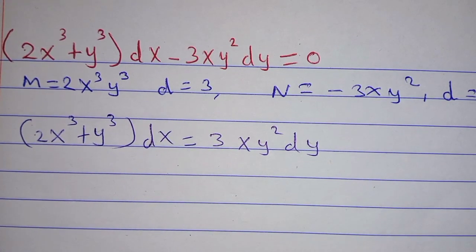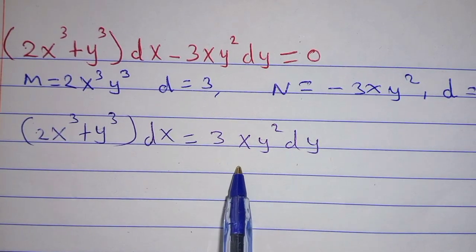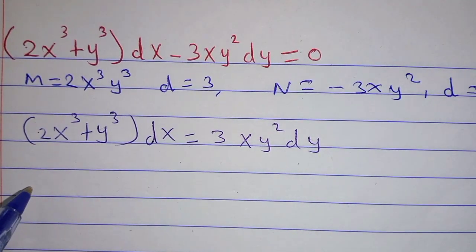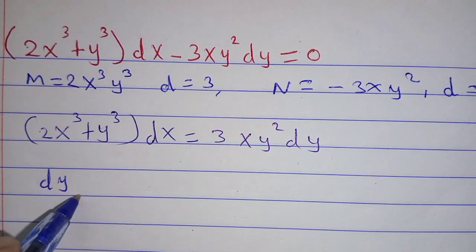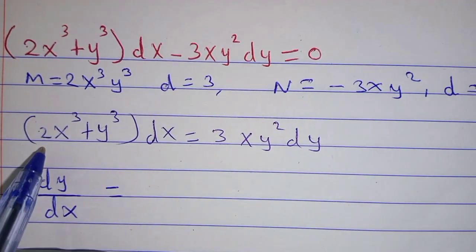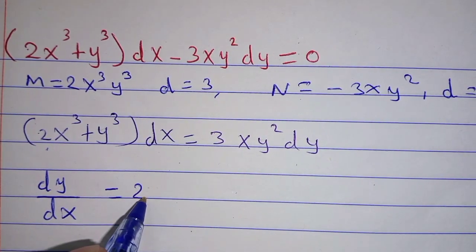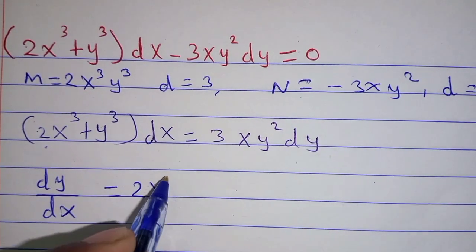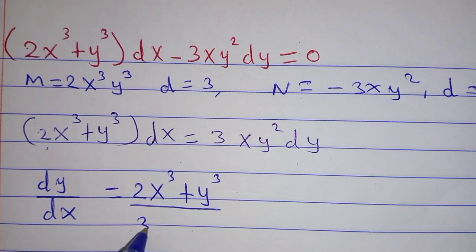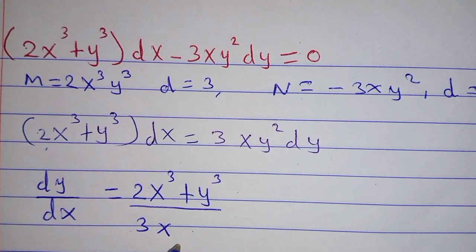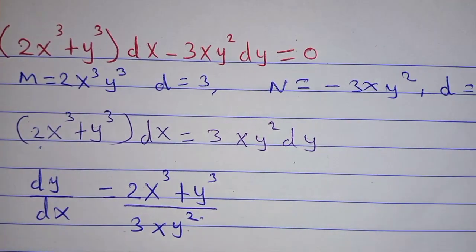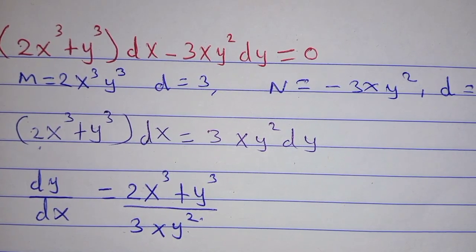Now, then we can divide both sides by 3xy squared so that we are going to have our dy over dx is equal to this part here, which is 2x cubic plus y cubic divided by 3xy squared. So we can write this equation that way.